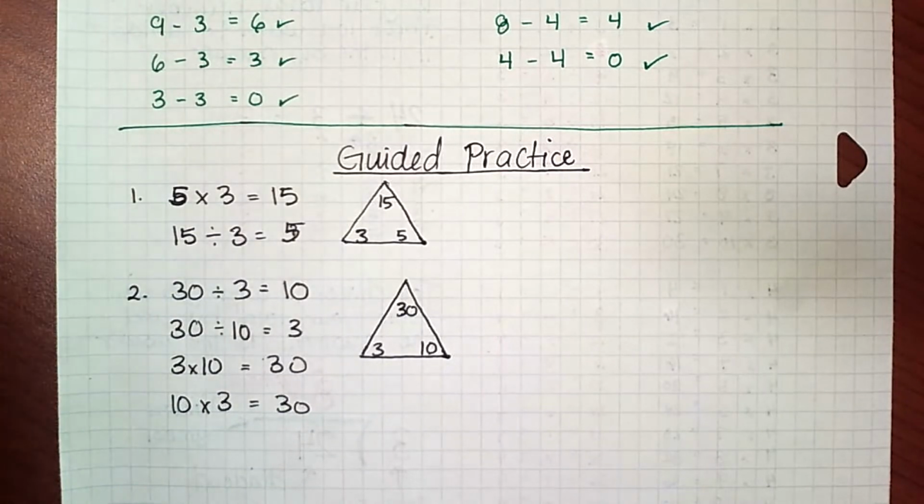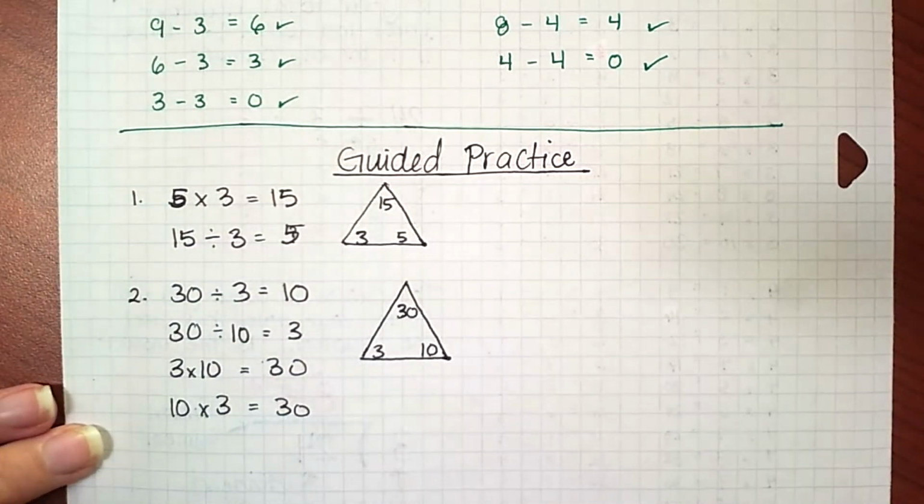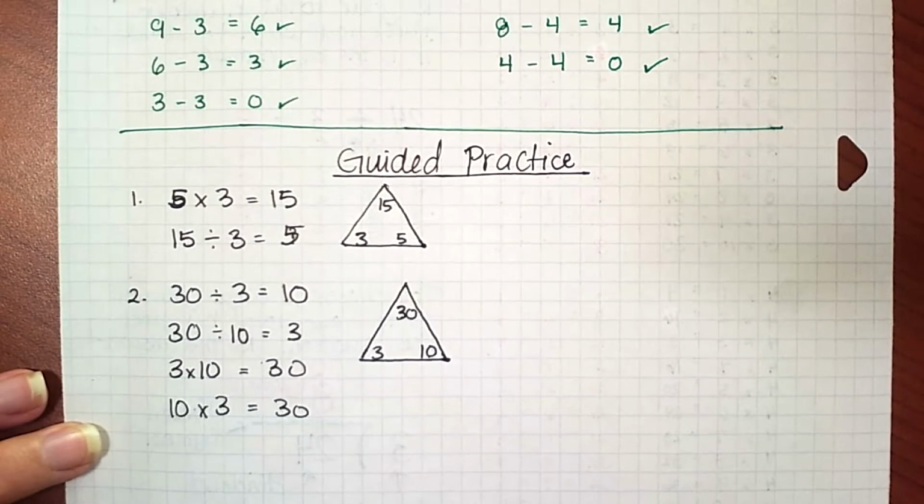Now for numbers 3 and 4, it says complete each fact family. So let's go ahead and start with that one. They gave you one multiplication fact, you needed to find the other, or they gave you one division fact and you needed to find the other.